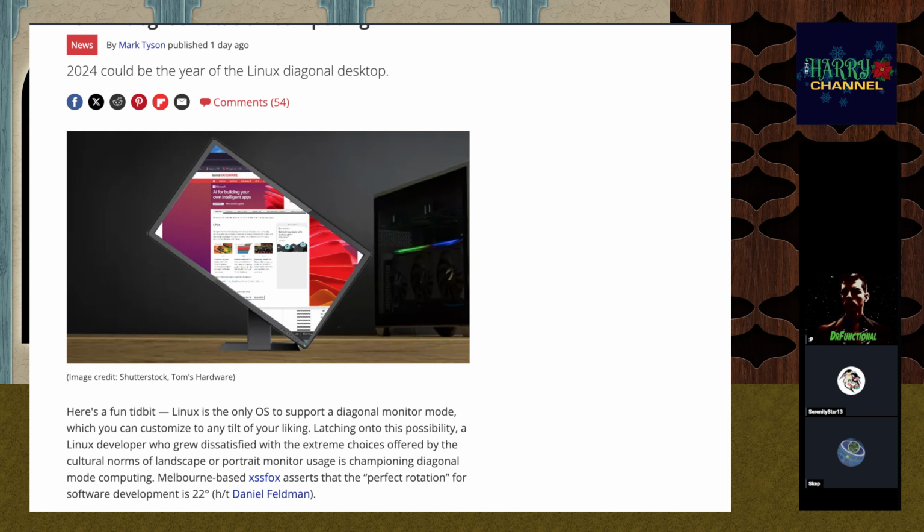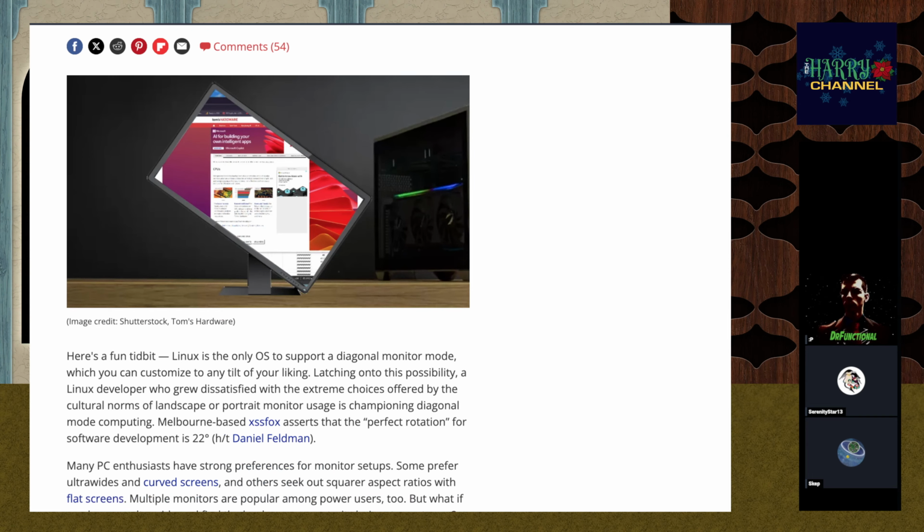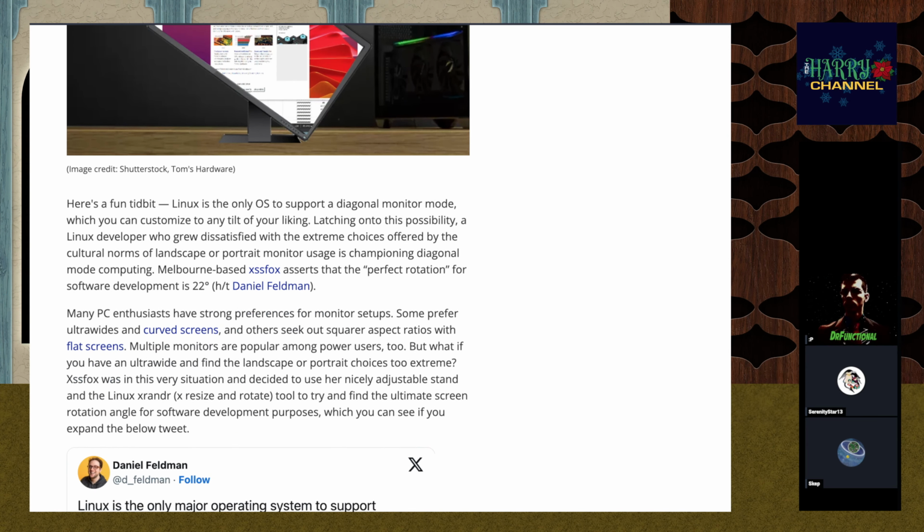Linux is the only OS to support a diagonal monitor mode, which you can customize to any tilt of your liking. Latching onto this possibility, a Linux developer who grew dissatisfied with the extreme choices offered by the cultural norms of landscape or portrait monitor usage is championing diagonal mode computing. Why though? Melbourne-based Shemp asserts that the perfect rotation for software development is 22 degrees. Why? I don't know. I'm still checking to see if this came out on April 1st, and apparently no.